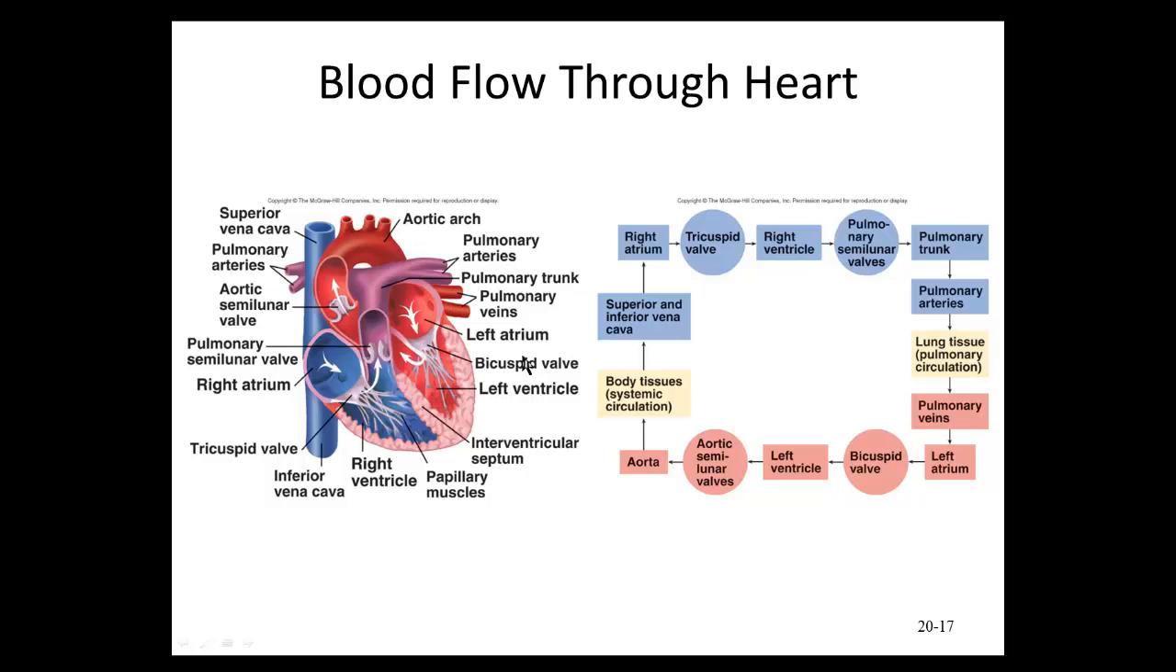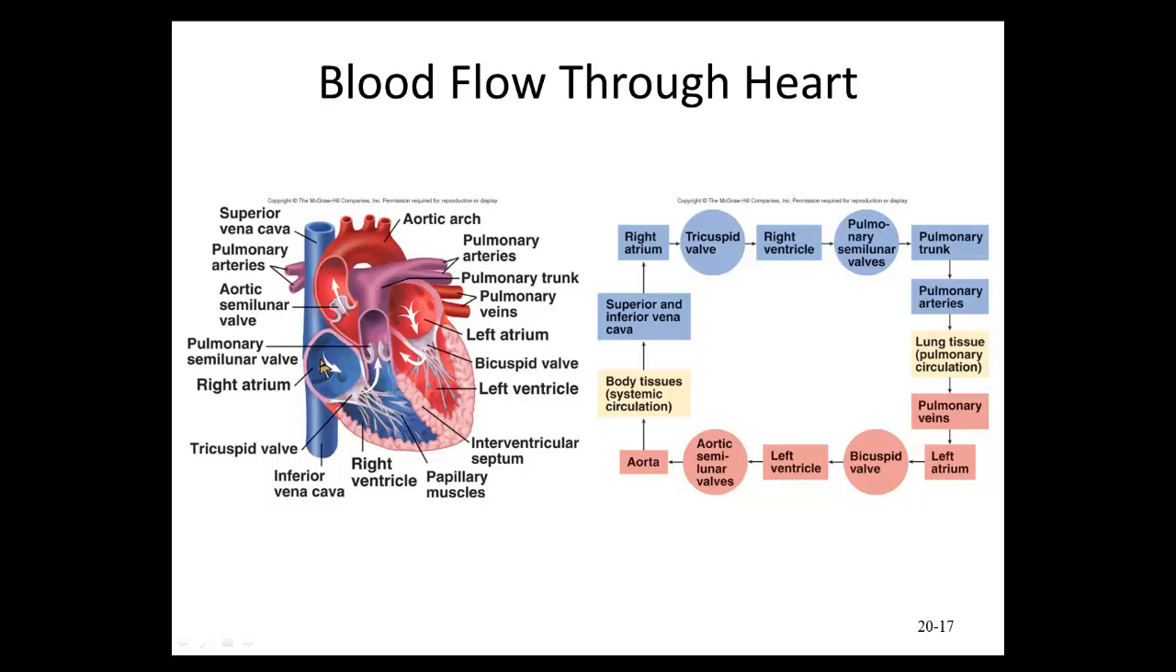Looking at blood flow, though, we can see here on the right-hand side is a nice little flow chart showing how the blood changes in terms of its oxygen content as it goes through the circuitry of the heart and the systems or blood vessels of the body. So blood comes into the heart via the superior and inferior vena cava. So these are the vessels bringing used, deoxygenated blood back to the heart to be sent to the lungs.